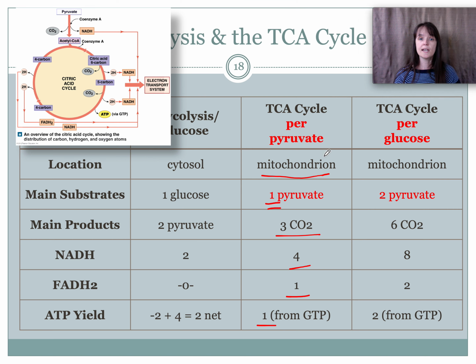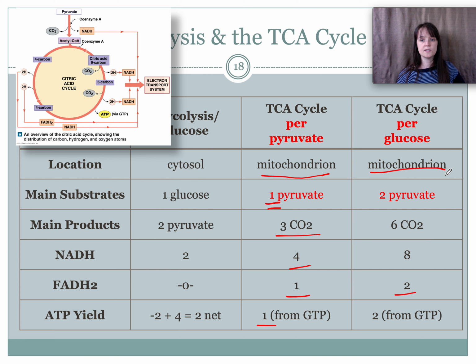Okay, so now, because each glucose splits into 2 pyruvate, and each pyruvate goes individually through the citric acid cycle, which is not a physical structure, it's just a process, each glucose will create twice as many products. Did you catch that? Because each glucose is split into 2 pyruvate, and each pyruvate makes 1 ATP, and the glucose makes 2 pyruvate, 1 times 2 is 2. So if you take this column and double it, then you get everything that you make per glucose.